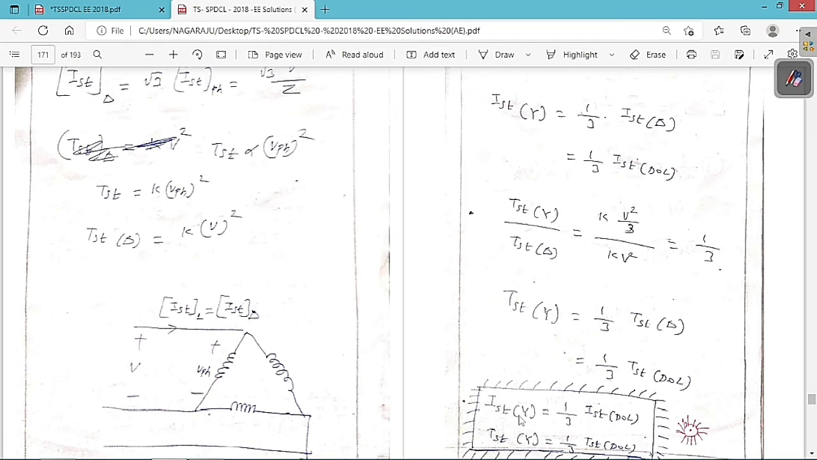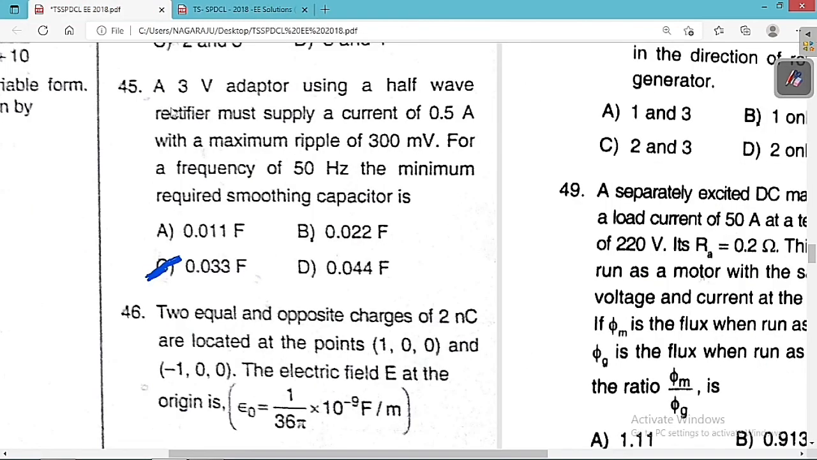So finally we can say the starting current with star-delta is equal to 1 by 3 times the starting current of DOL, or the starting torque because of star-delta starter is equal to 1 by 3 times the starting torque of DOL. So these are the things that you always have to keep in your mind. Now we are going to solve the other question.